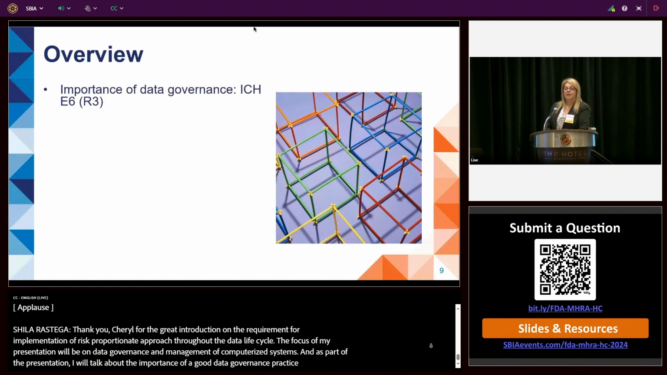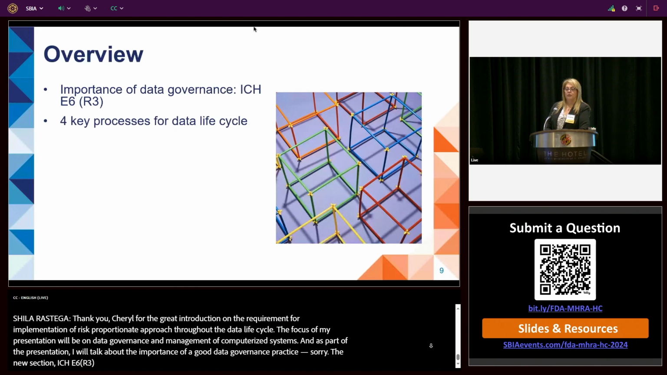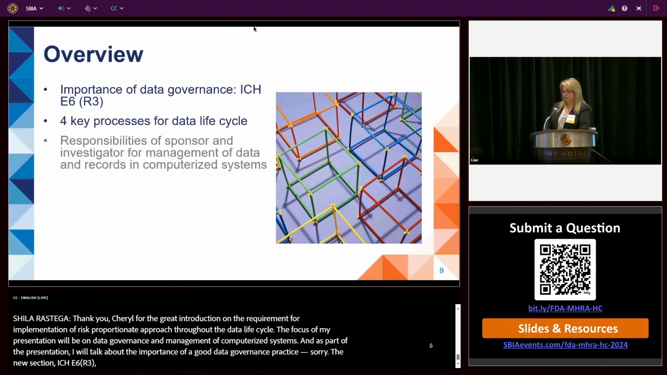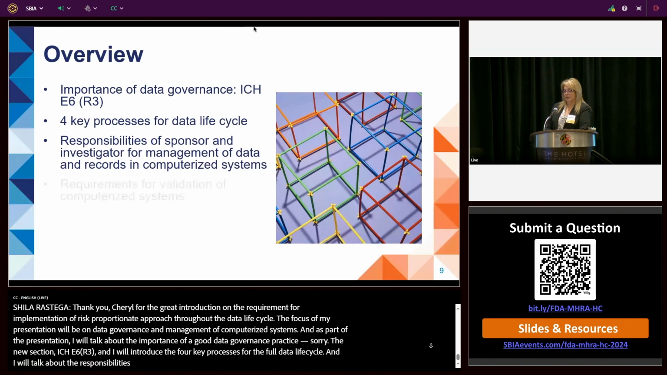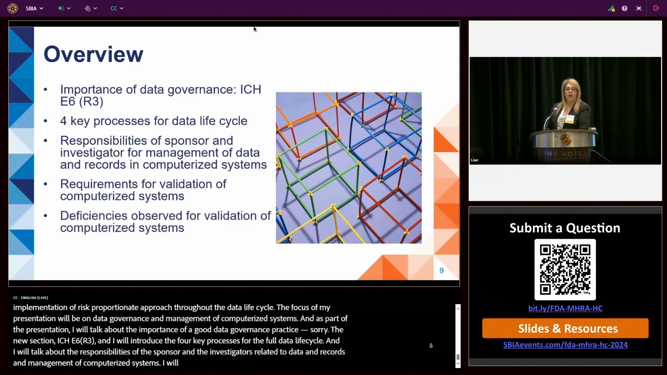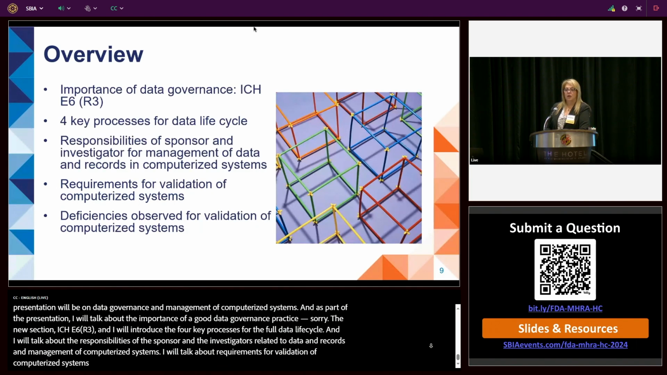The new section in ICH E6R3. I will introduce the 4 key processes for the full data lifecycle. I will talk about responsibilities of sponsor and investigators related to data and record and management of computerized systems. I will talk about requirements for validation of computerized system and conclude by providing examples of validation deficiencies observed in computerized systems.